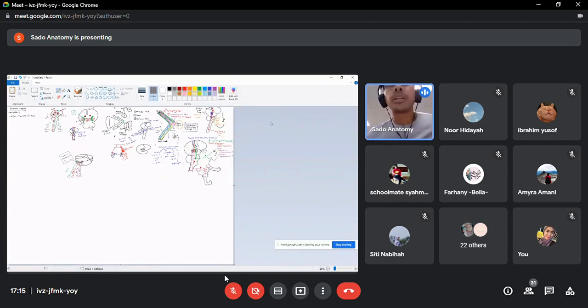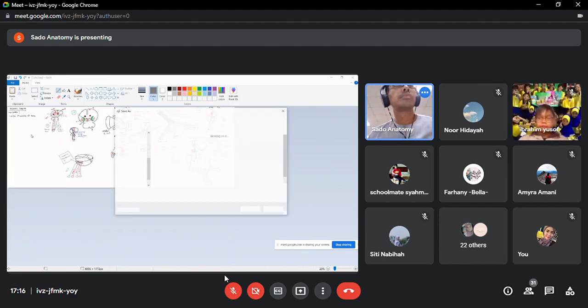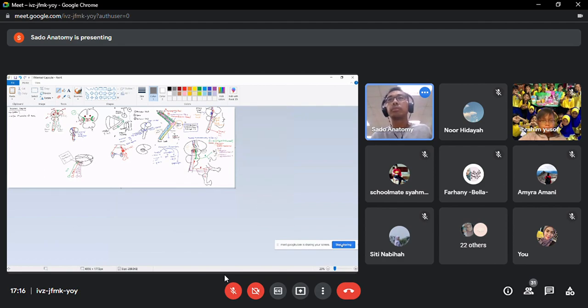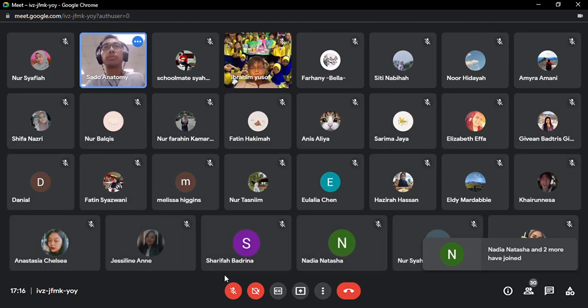Okay, I think that is finished for today, class. Afterwards I will give you this diagram. Just sketch the internal capsule. Okay, that's all for today, class.